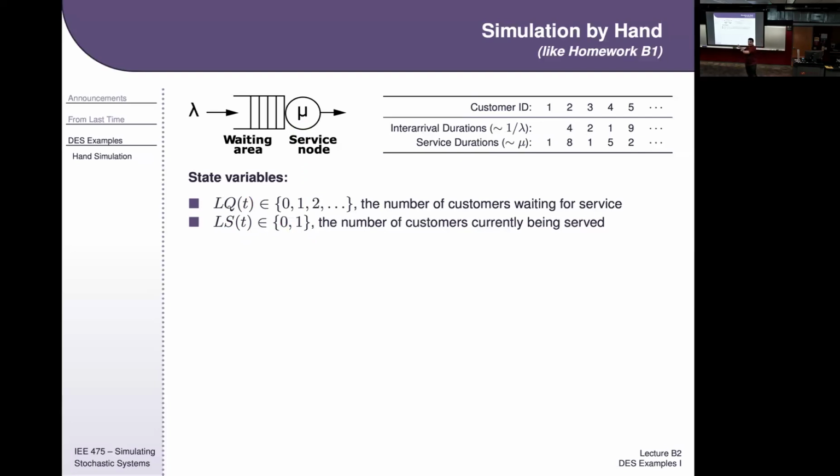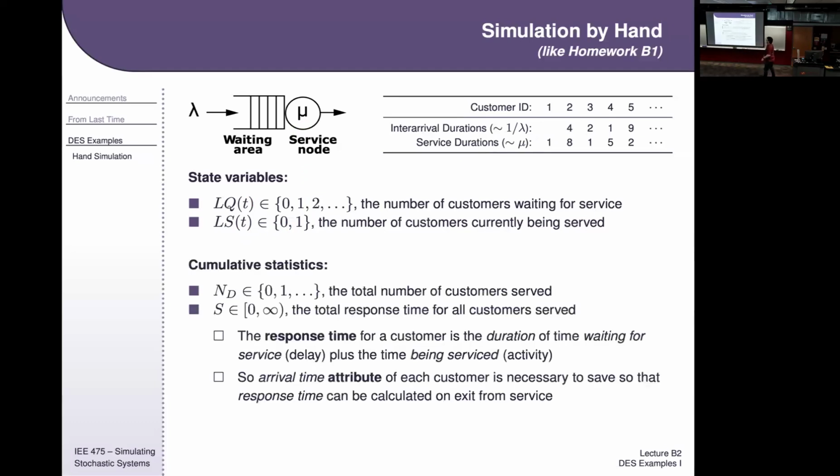But for this example, it's either 0 or 1. And then we have cumulative statistics, like I talked about in the hints for the homework: the number of departed, and I'm not going to worry about F for this example, but you have F on your homework. So the number of customers who've departed at that particular time that we've simulated, and the total response time, where response time is the difference between their departure time and their arrival time, which is their total time in the system. Service time plus the wait time.